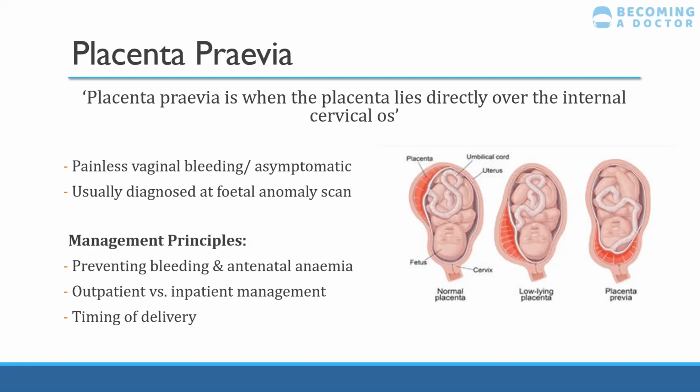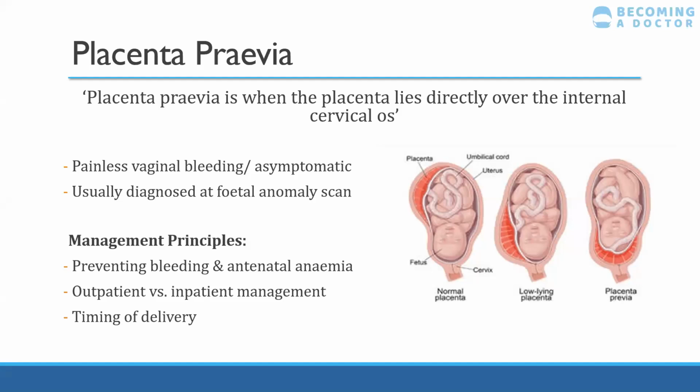It usually is diagnosed on the routine 20-week scan, so the anomaly scan. They always screen for placental location, so they should be able to see a placenta previa. If they're asymptomatic or they have a low-lying placenta, then they'll be rescanned at 32 weeks and then again at 36 weeks. And this is to talk about delivery and how the baby needs to be delivered.